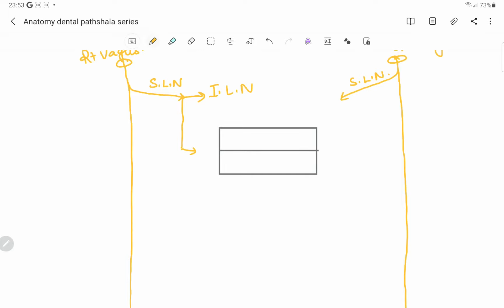This internal laryngeal nerve is going to supply the upper surface of the vocal cord. So basically, the laryngeal mucosa on the vocal cord is supplied by the internal laryngeal nerve. So let's say the upper part of the vocal cord plus the laryngeal mucosa, right?